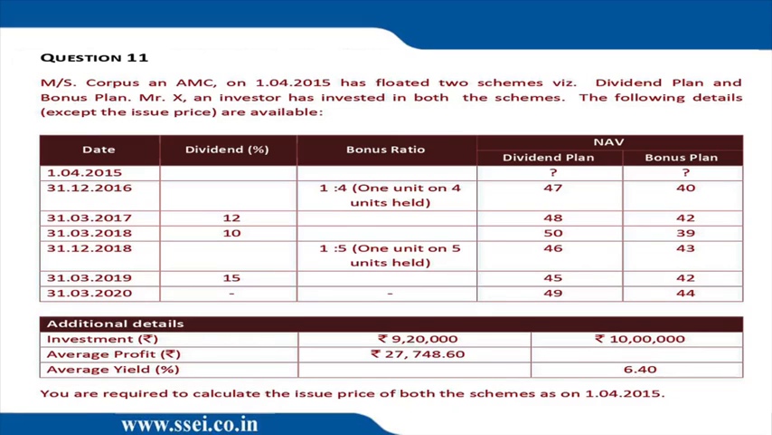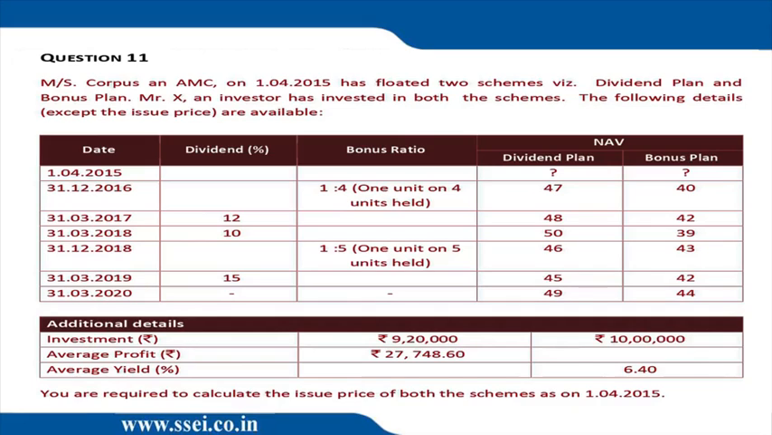So Messrs Corpus AMC on 1st April 2015 floated two schemes: dividend reinvestment plan and bonus plan. Mr. X, an investor, has invested in both the schemes. The following details except the issue price are available. So the issue price is not given. You can see the question mark in the table, correct? So 1st April 2015 the story starts and the story ends on 31st March 2020. That's exactly 5 years. That's good.